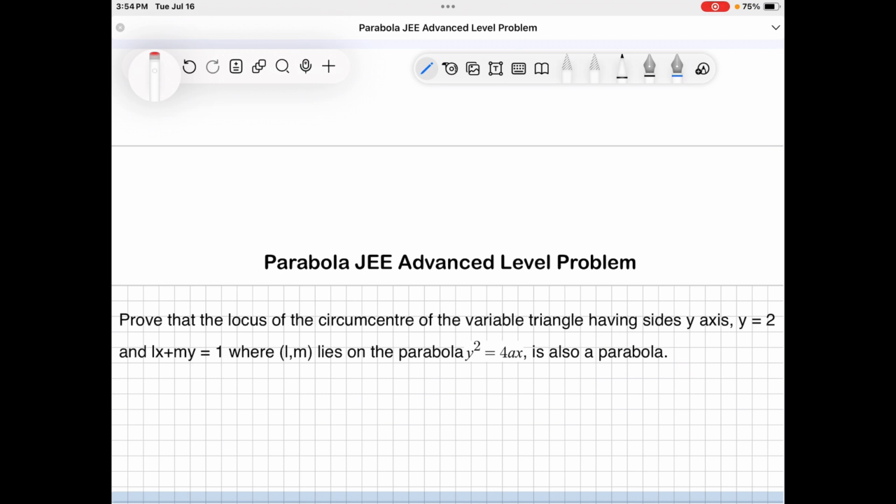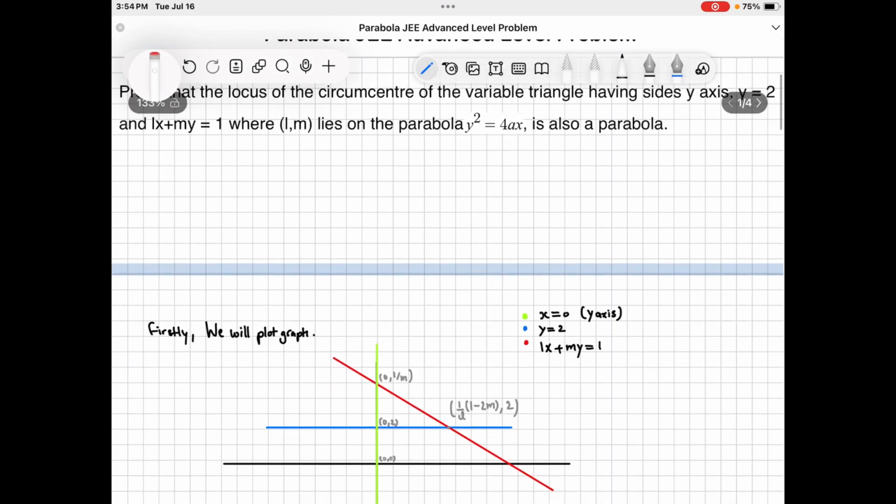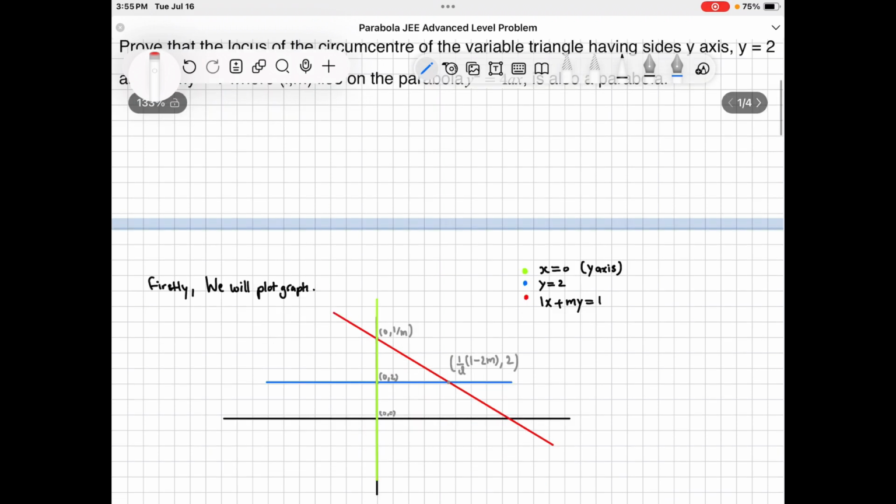We're going to plot the graph first to see what kind of triangle it looks like. Here you can see the graph. The green line represents the y-axis, or you can say x equals 0, the blue line represents y equals 2, and the red line represents the given line in this question. By looking at the graph, you can say that this turns out to be a right angle triangle. We have to find the circumcenter of this triangle.